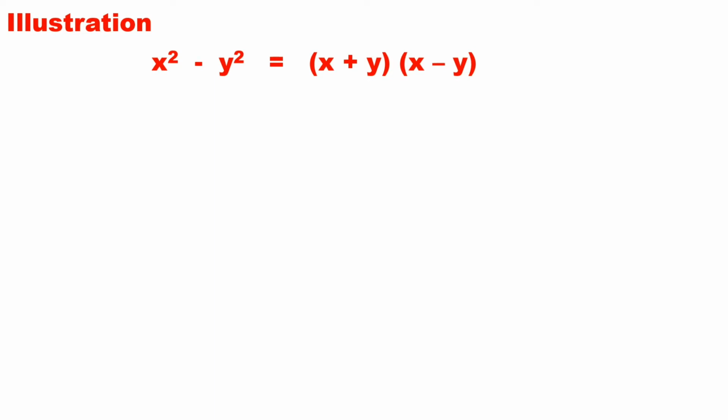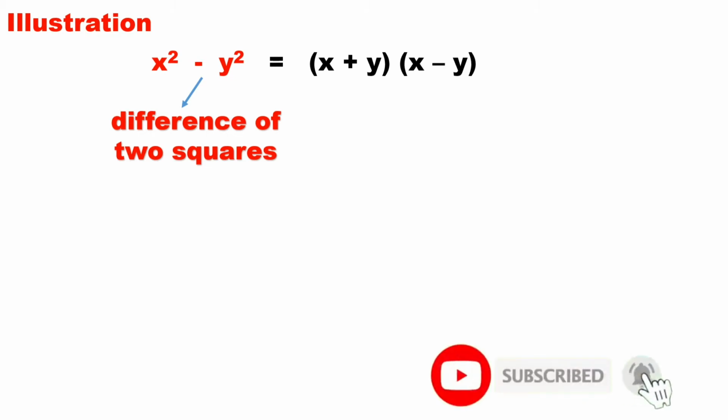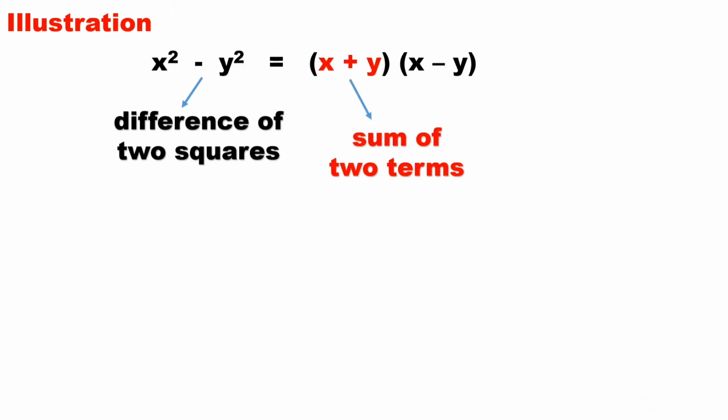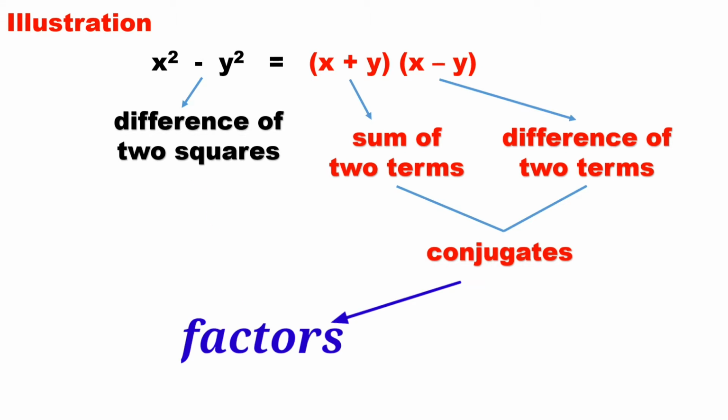To illustrate our topic, x squared minus y squared equals quantity x plus y quantity x minus y. X squared minus y squared is called the difference of two squares. Quantity x plus y is the sum of two terms. Quantity x minus y is the difference of two terms. If they will join together, it will be called conjugates. And please remember this because this is the main idea of our topic. The conjugates are the factors of the difference of two squares.